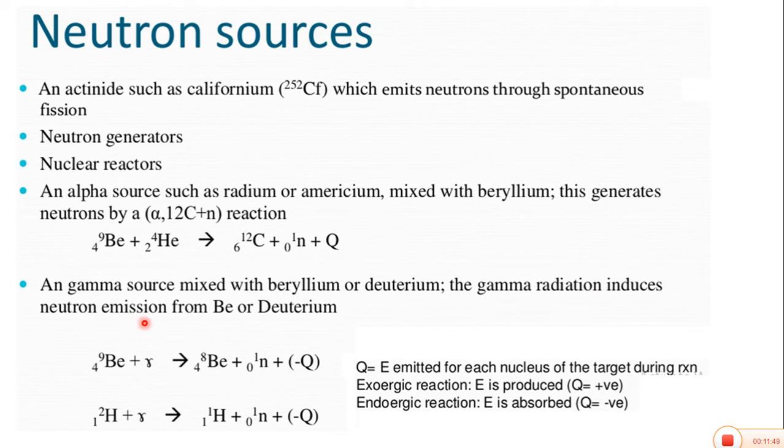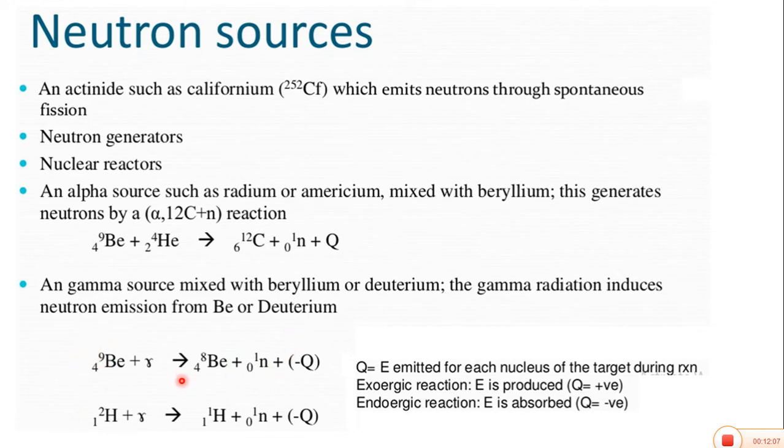So from an exam point of view, all these aspects are very important. You should know all these terms, what type of processes there are, and the particular name of that process for the production of a neutron, or any other thing from beryllium or deuterium.